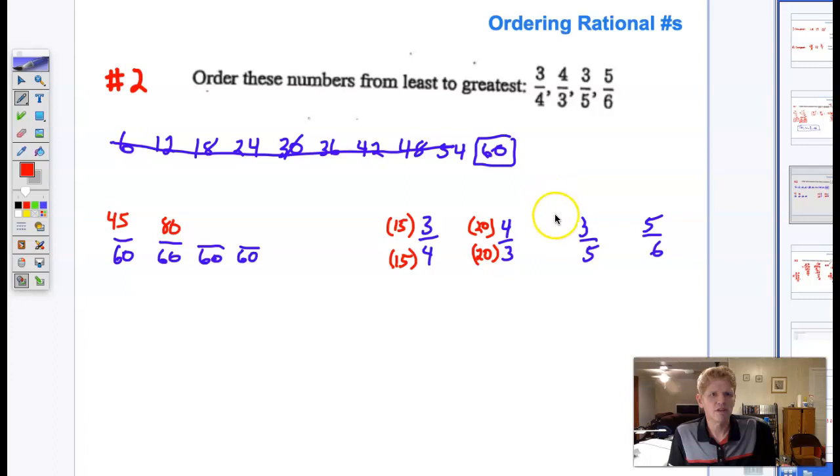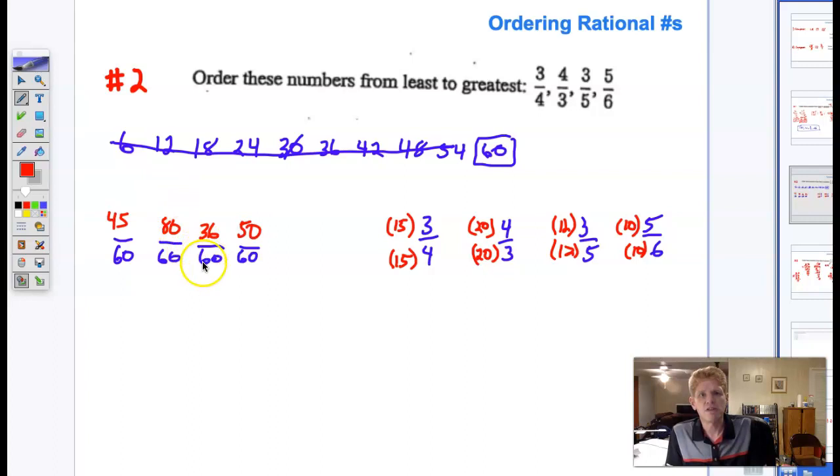5 will go into 60. How many times? 12 times. So 12 right there. And 3 times 12 is 36. And then 6 will go into 60 10 times. So multiply the top by 10 as well. That's going to give me 50.